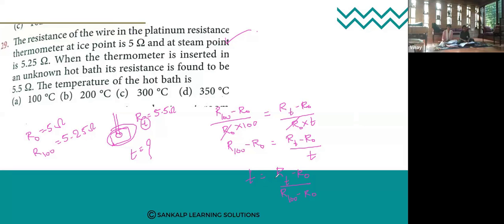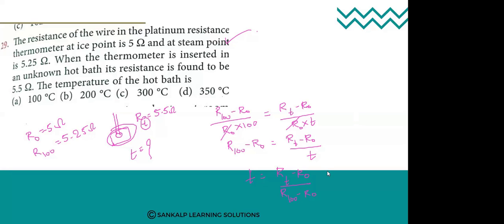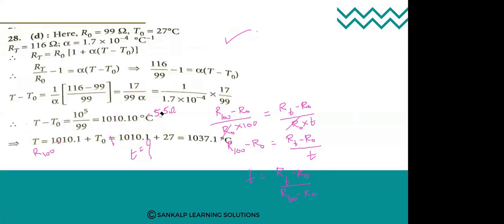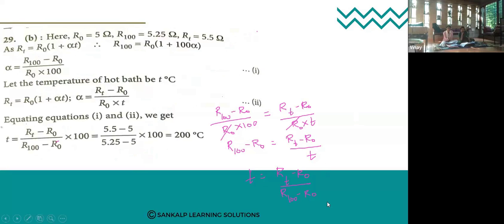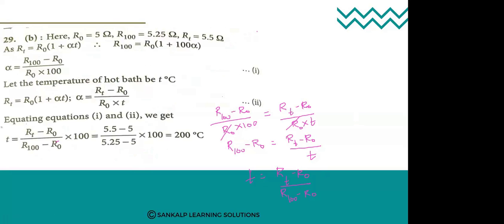So accordingly we have taken equation 1, equation 2, and we are simplifying that. See the steps. If any doubt is there in any of the steps, you can ask. So you can see equation 1, equation 2, equating equation 1 and 2, and substituting all the values, the answer will be 200 degrees Celsius. Check if any doubt is there here, you can ask.